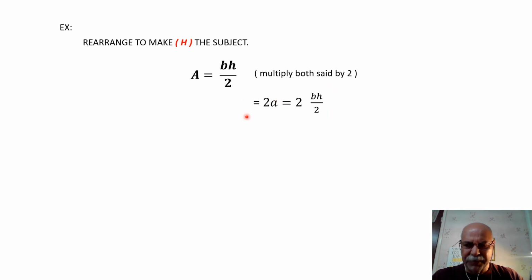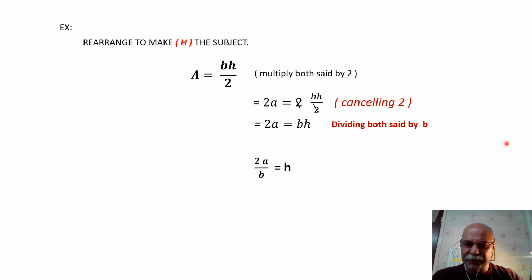The target is to multiply by 2 in order to cancel this 2 and simplify this formula. Now cancelling 2 from this side, 2 is gone with 2. We get now the new formula as 2a equal ph. Now we divide both sides by 2.